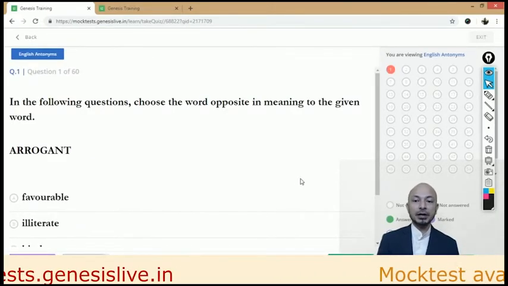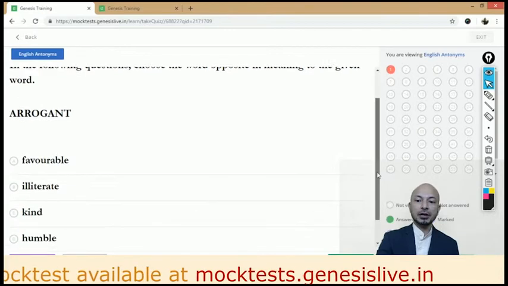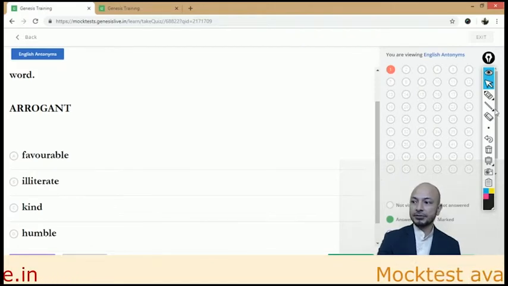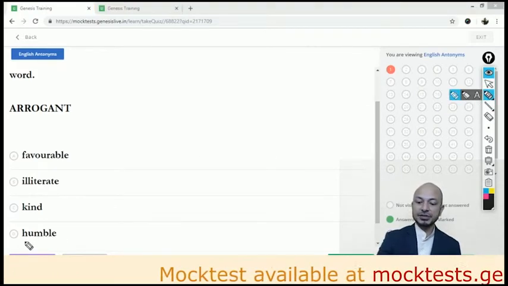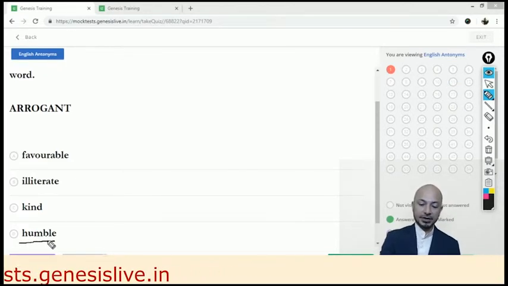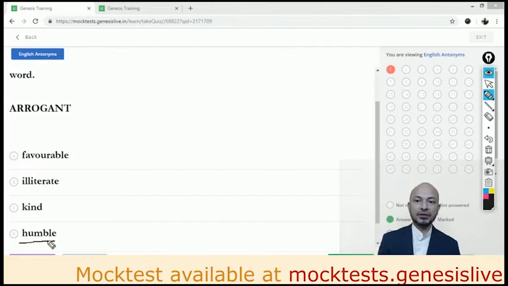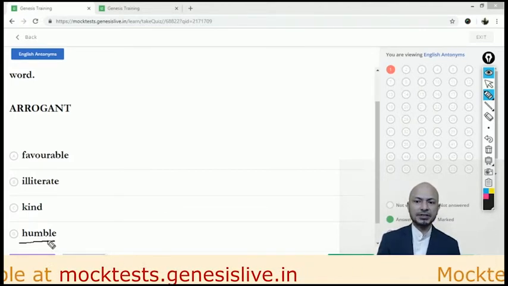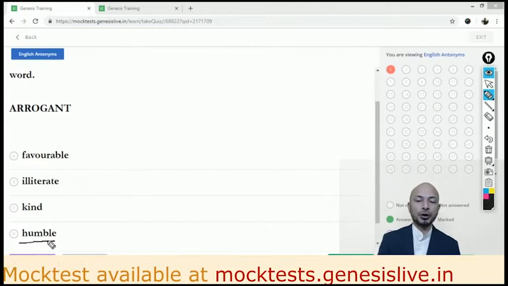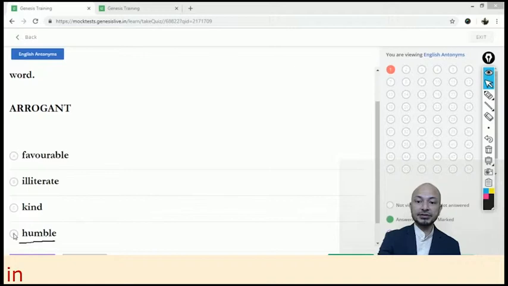So we come to question number 1, and the word given is arrogant, and the options given are favorable, illiterate, kind, and humble. And the correct answer for us is going to be option D, which says humble, because someone who is arrogant is someone who behaves in a very unpleasant way and thinks too much of himself, and someone who is humble is just the opposite. He doesn't behave in a very self-important way. So our correct option is going to be option D, which says humble.